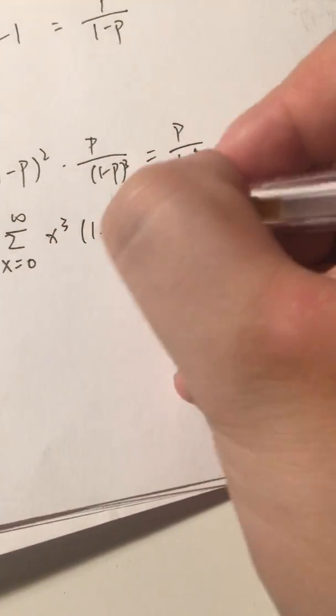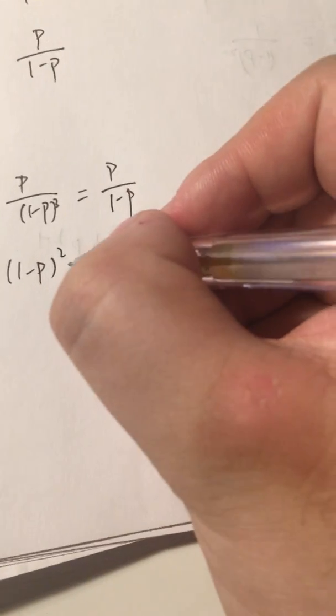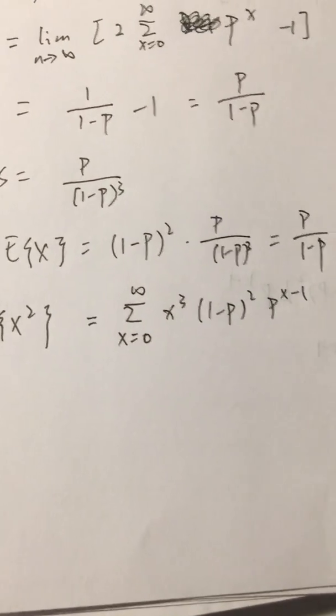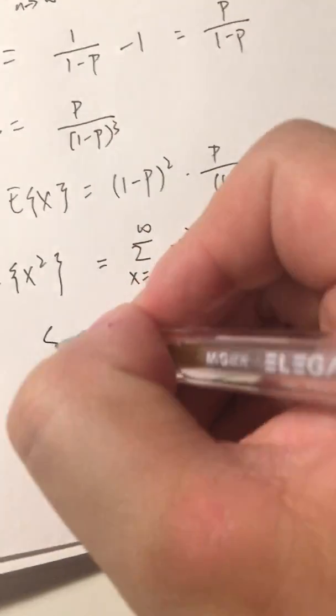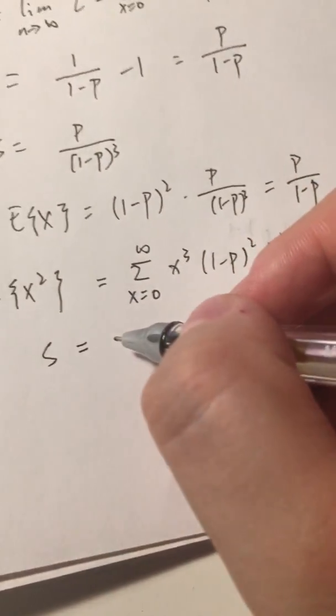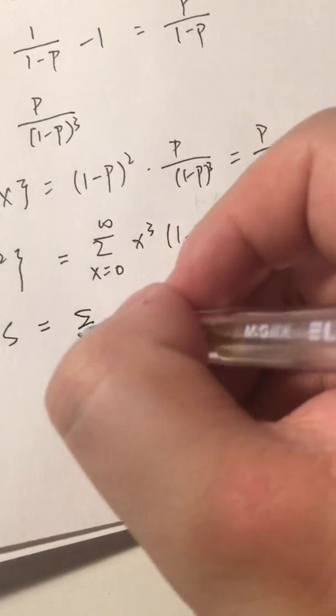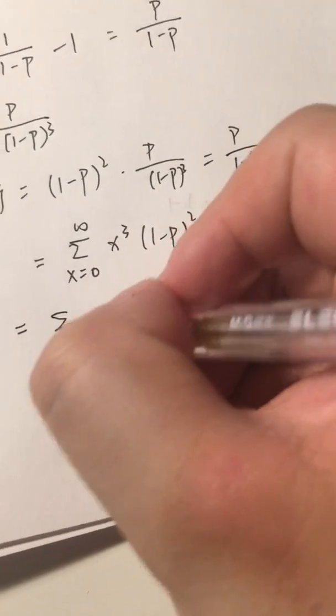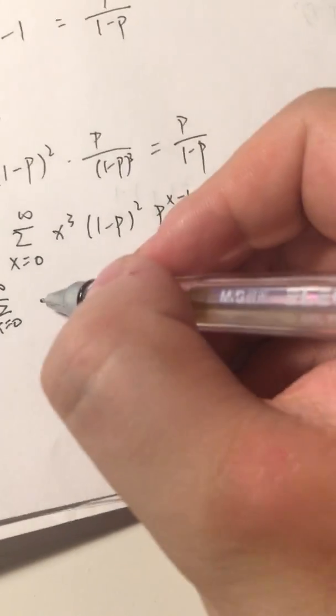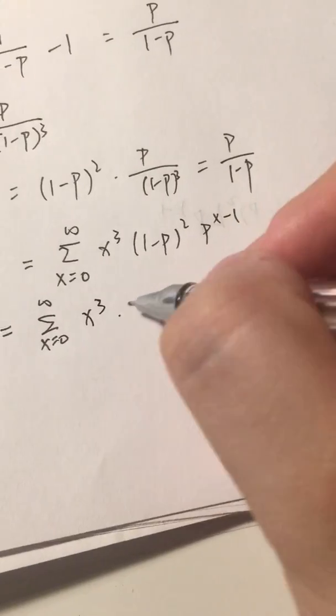which is the sum over x from 0 to infinity of x cubed times (1 minus p) squared times p to the power x minus 1. And we use the same method to solve this question. Let S be the sum over x from 0 to infinity of x cubed times p to the power x minus 1.